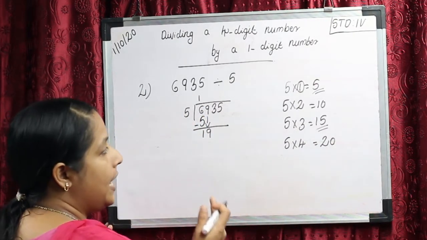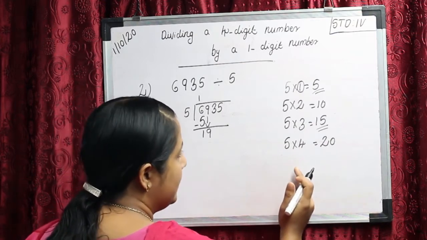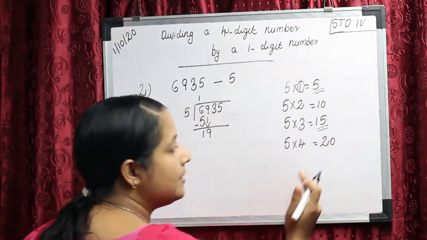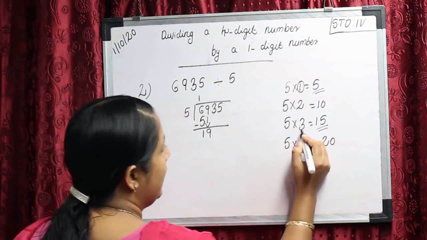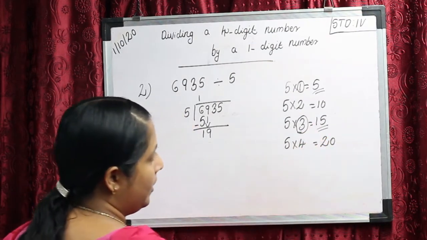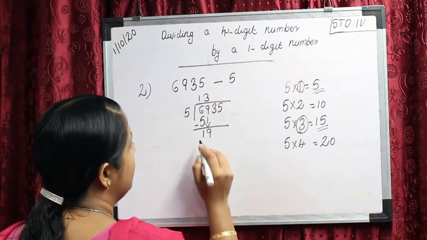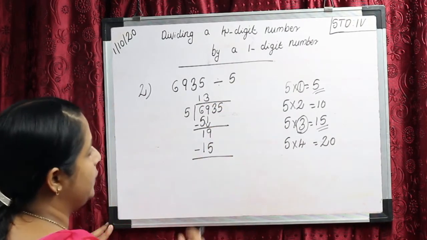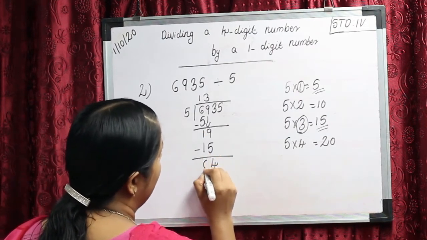We want the number 19. There is no 19 in 5's table, so we consider the number less than 19. Which number is less than 19, 15 or 20? Yes, 15. So we write 15. How can we get 15 in 5's table? Yes, 3. So 3 5's are 15. Then 19 minus 15: 9 minus 5 equals 4. Then 1 minus 1 equals 0.